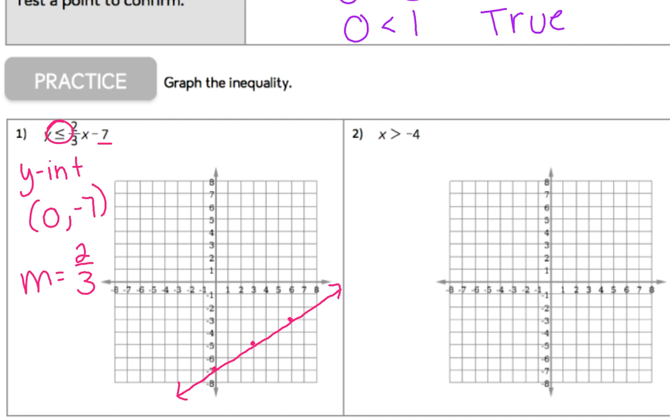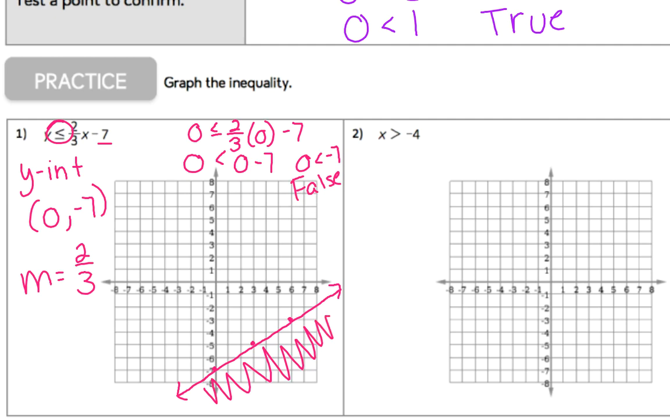And then I'm going to test my point. So I would have 0 is less than or equal to 2/3 times 0 minus 7. That would come out to 0 is less than or equal to 0 minus 7. And if I simplify that, it says 0 is less than or equal to -7. That is false. So that means I'm going to shade away from 0, 0, which means I'm shading on the other side of this line. So that would be my inequality there.